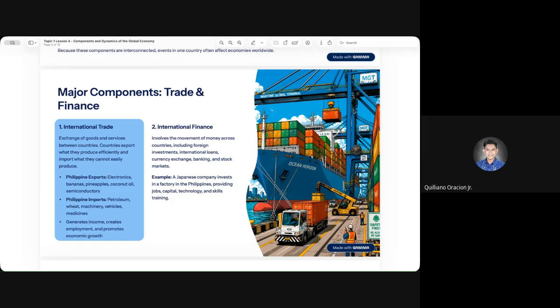Now, how do bananas reach Japan? Iagi ba na og aeroplano? Well, siguro kung kaya ihatod, but mostly it was container ships. That's why shipping is the backbone of international trade.